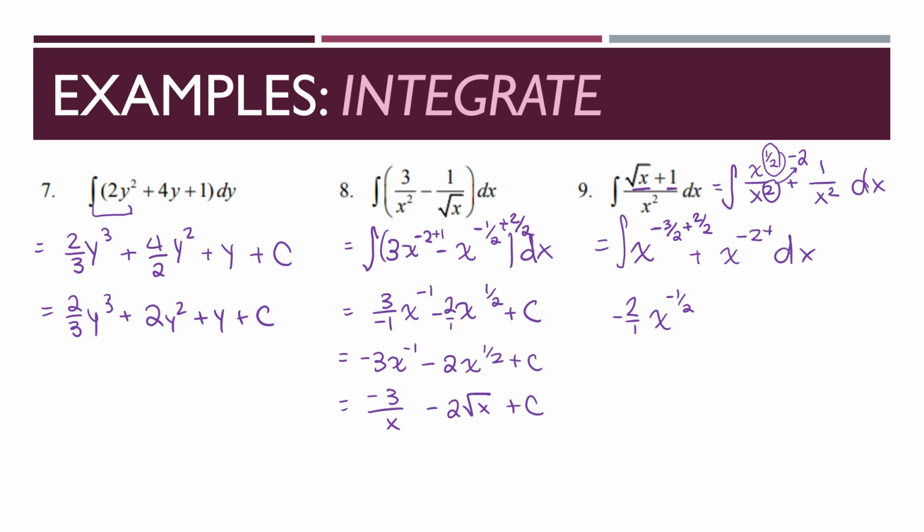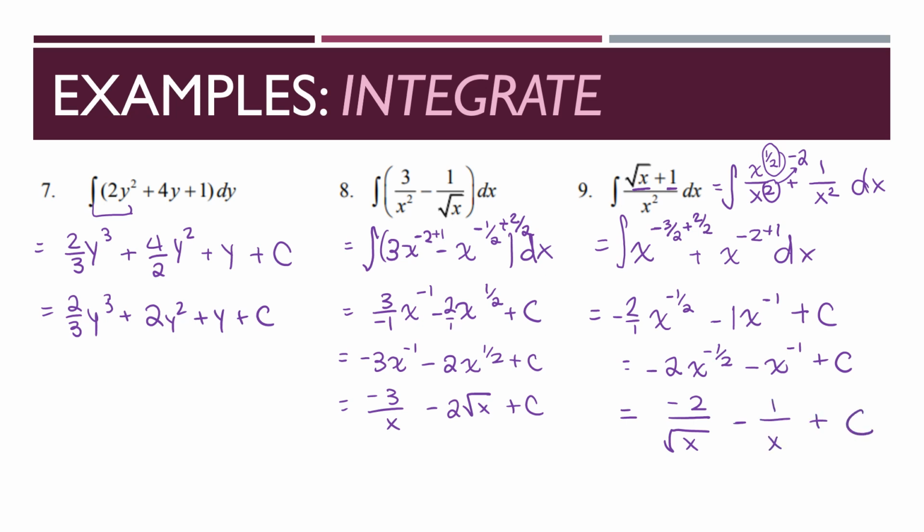All right, let's add 1 here. Then divide. Just gives us negative 1. And then our mystery constant c. And if we clean this up, we get negative 2x to the negative 1/2 minus x to the negative 1 plus c. Put it back in the denominator under a radical. There you go.